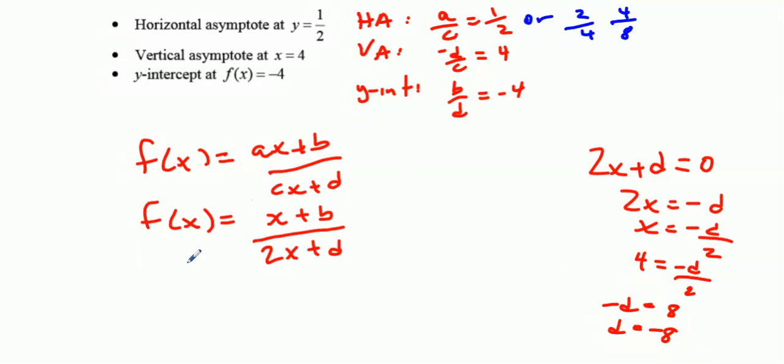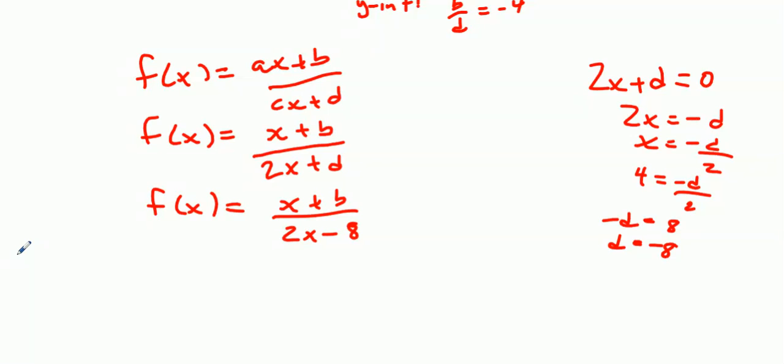So we would go over here and we would add that in. f of x equals x plus b over 2x minus 8. So when x equals 4 here, you're going to get 0. Okay? That's one way that you could have looked at it. You could have also put the 2, which is your c, in there and then just cross multiplied to solve for d.